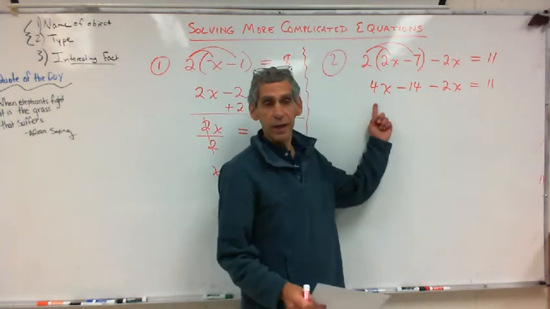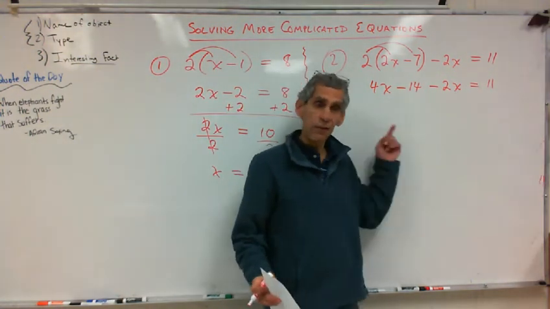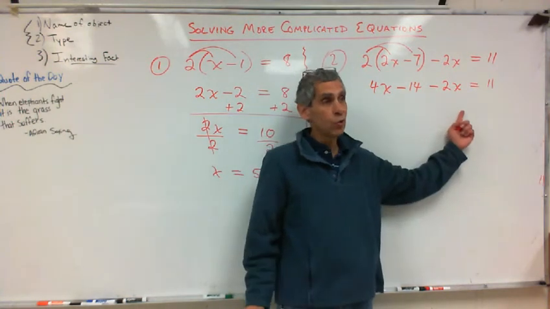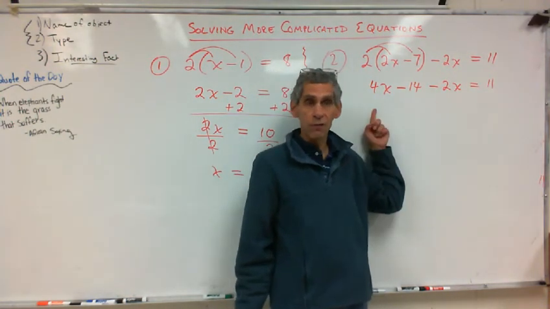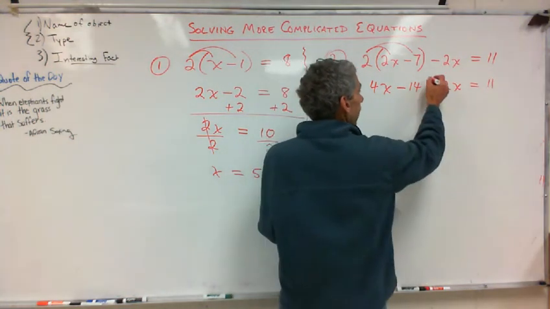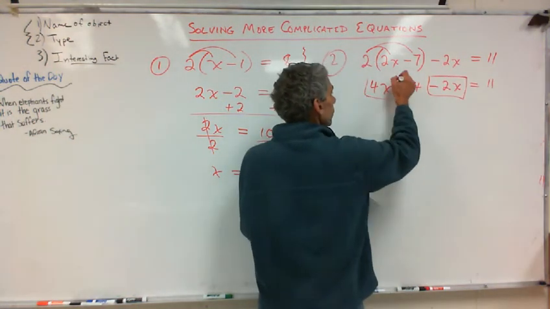That says I have 4 x's, x plus x plus x plus x. I have like 4 people, 4 x's, right? And that says I'm taking 2 x's or 2 people away from the 4, right? So I am going to do that. I am going to combine these two.